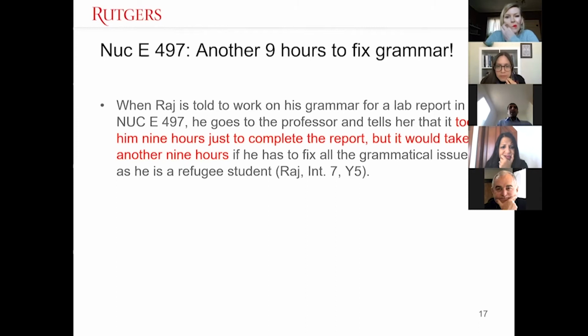Now, here is another case where a student found his professor's reaction helpful. He turned in a report for a nuclear engineering course and the professor took a significant amount of his grade simply because he could not fix the grammar. He was at this time a little bit more confident because he was already in year five. So he went to the professor and said, professor, it took me 9 hours to develop this report, and it would take me another 9 hours if I had to fix all these grammatical issues. And he played this card.